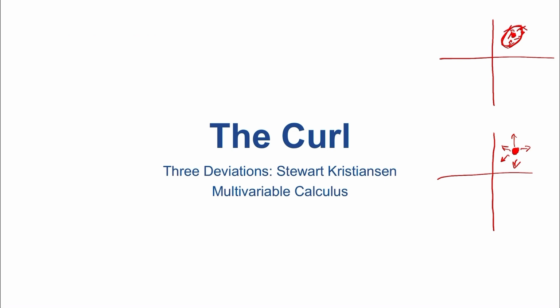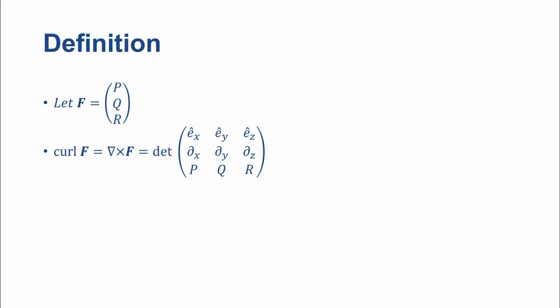So anyways, let's discuss what the curl actually is in the context of mathematical formalism. So let's say that f is a vector function modeled by p, q, and r, all of which are functions of x, y, and z. So we're dealing with a three-dimensional vector function, vector field. We define the curl as being the cross product of the del operator with f.